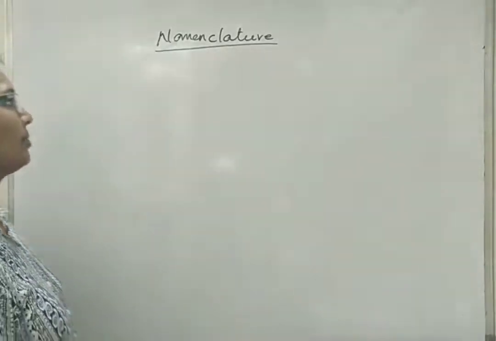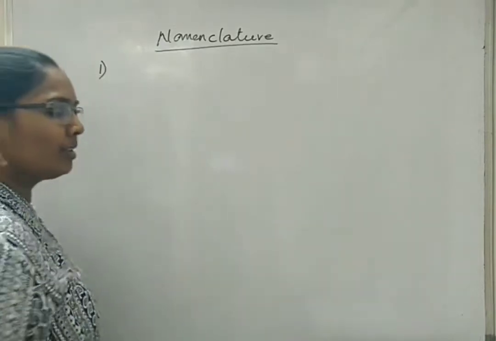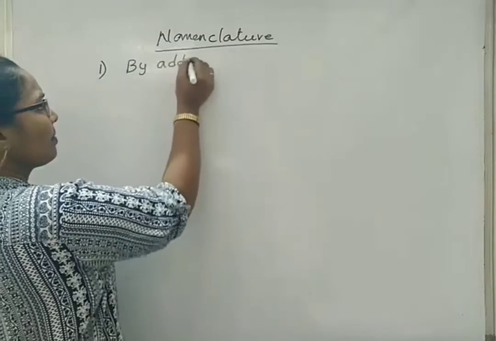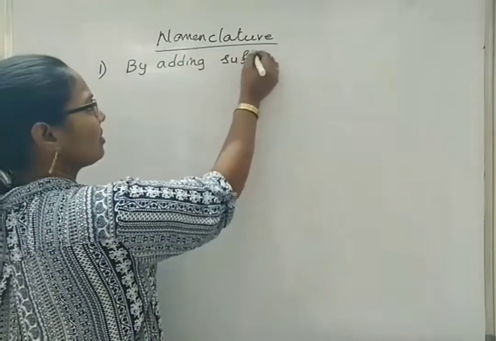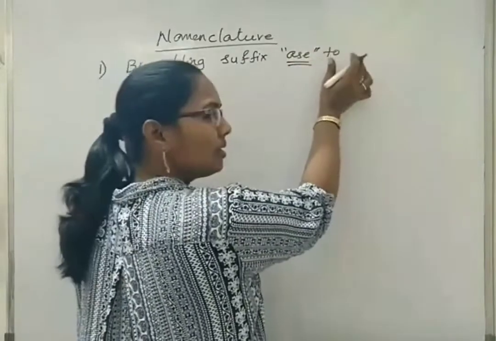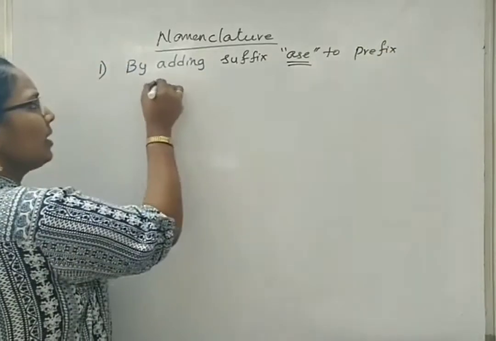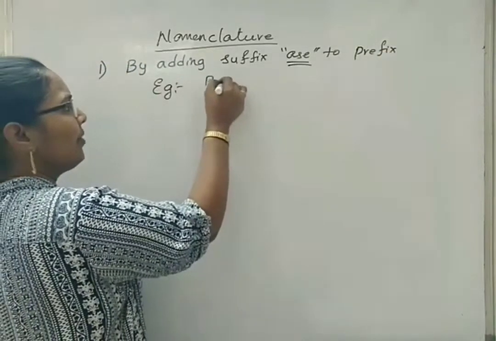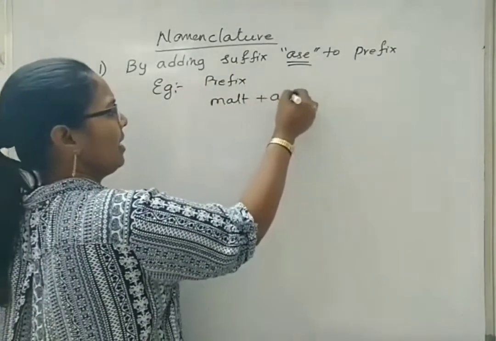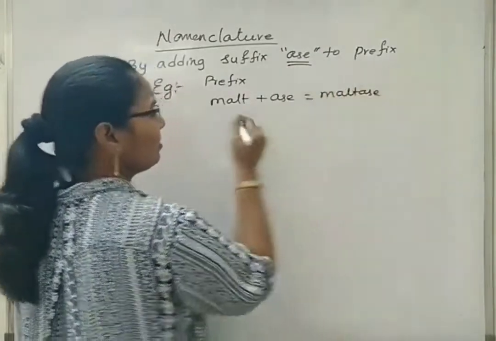Nomenclature of enzymes means naming of enzymes. Enzymes are named based on three different features. The first is by adding the suffix -ase to the term prefix. Here we can take an example like the prefix malt plus the suffix -ase, which together constitute maltase.